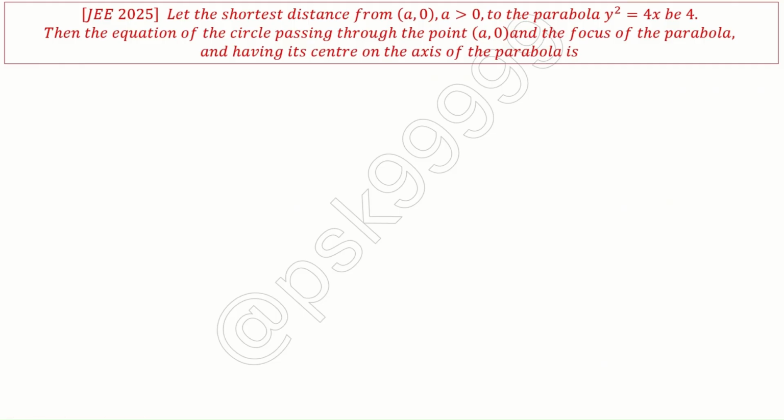Let the shortest distance from (a, 0) to the parabola y square equal to 4x be 4. Then find the equation of the circle passing through the point (a, 0) and the focus of the parabola and having its center on the axis of the parabola. Okay, multiple information is given.